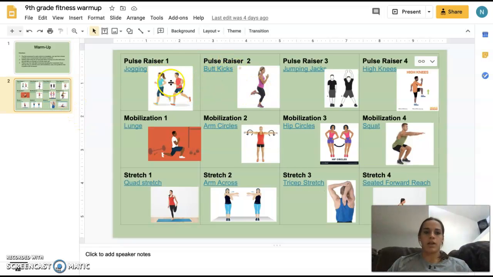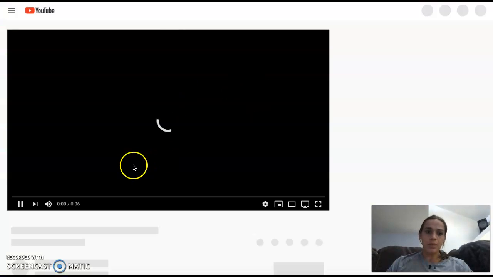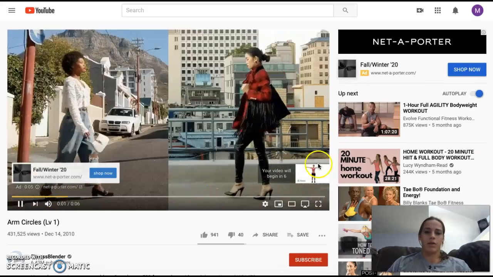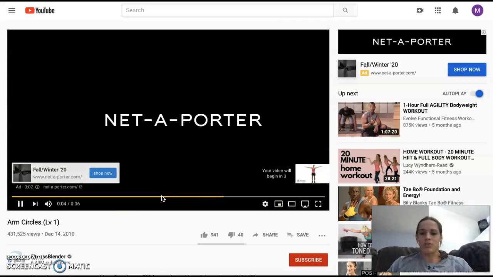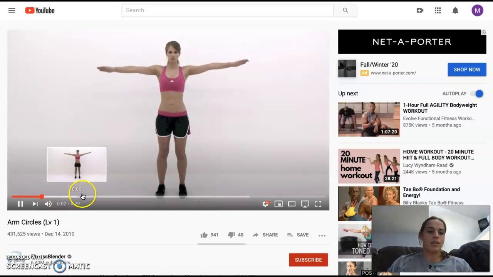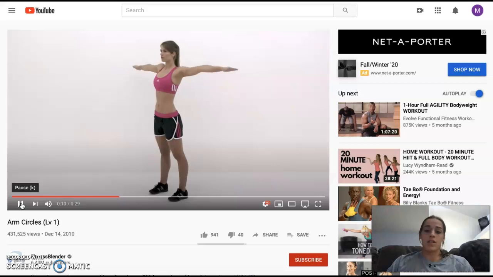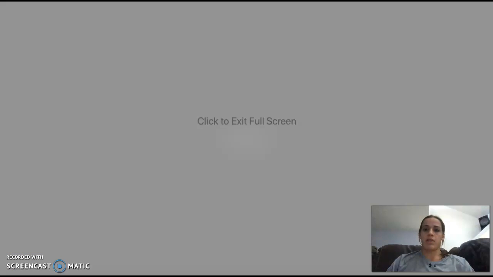So for their choice board here, I added links as well as pictures. So if the students click on the link, it would take them to a demonstration. So I'll show that as well. If they click on arm circles here, it would take them to a YouTube video where they see someone demonstrating arm circles. Now, I believe that a ninth grade class can already know how to do arm circles, but if a student does not know, then this gives them a demonstration. Now, they do not have to click on these links, but it does give them an option.